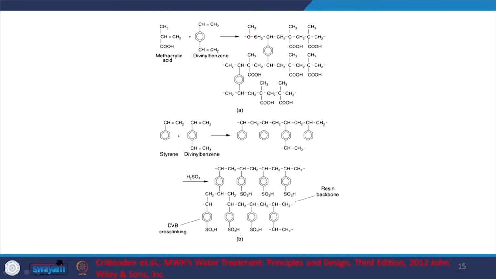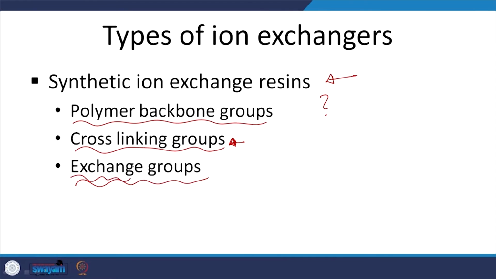Here you see the backbone, and here is the cross linking group, divinyl benzene there, and here also divinyl benzene. So, two cases here. Here styrene leads to the resin backbone, and here it is methacrylic acid. You can see the backbone, and then the interlinking between different chains based on this cross linking. And as mentioned, the exchange groups.